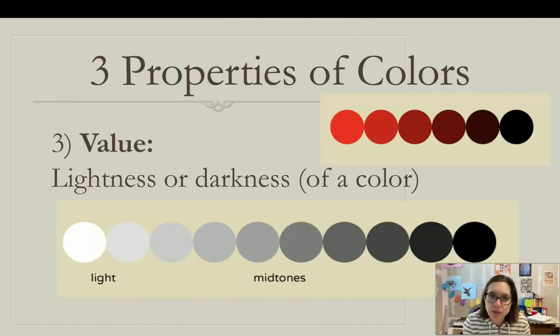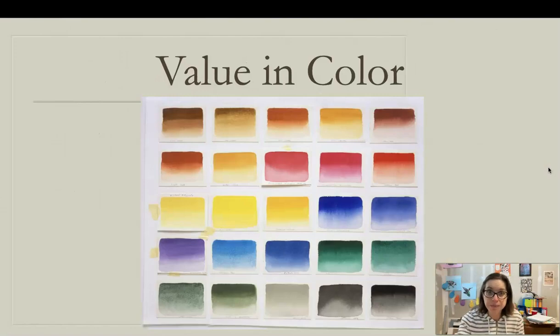And then there's value. This is the lightness or darkness of a color, right? We are very familiar with black and white, right? White, gray, black, but colors also have a value of lightness and darkness. This is different from intensity.